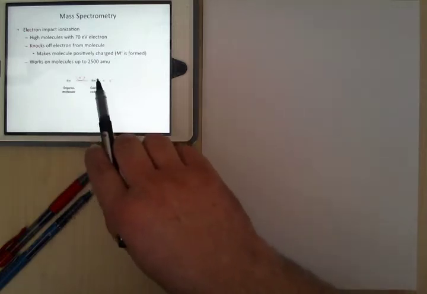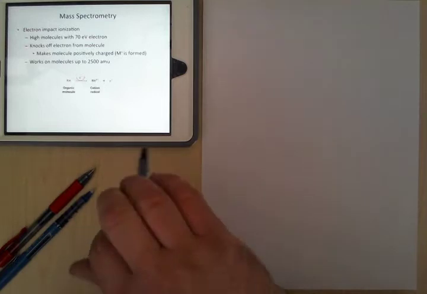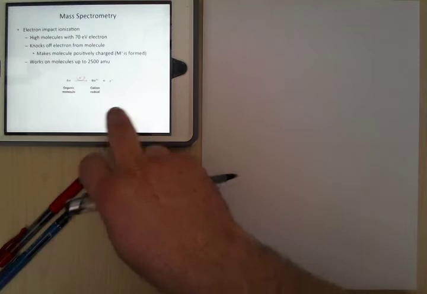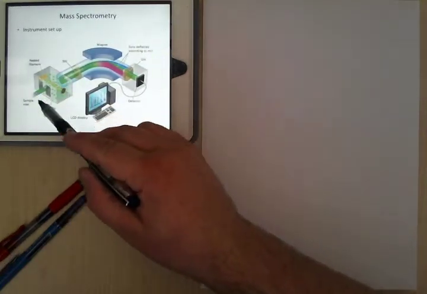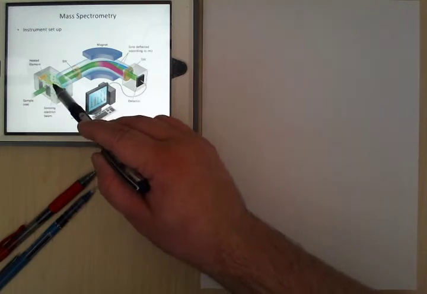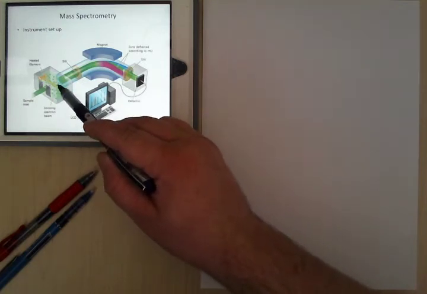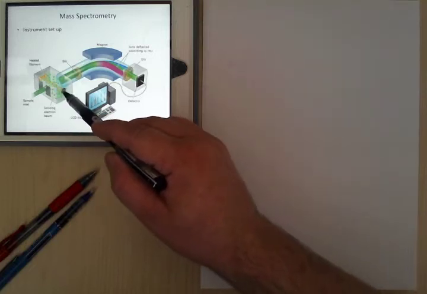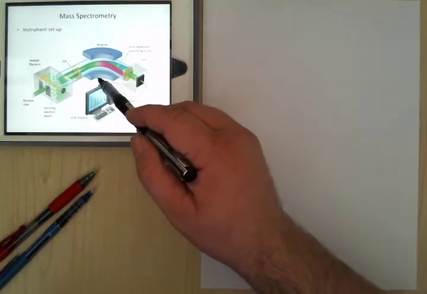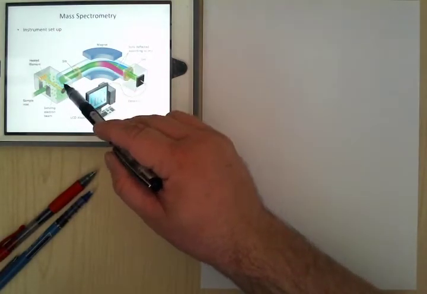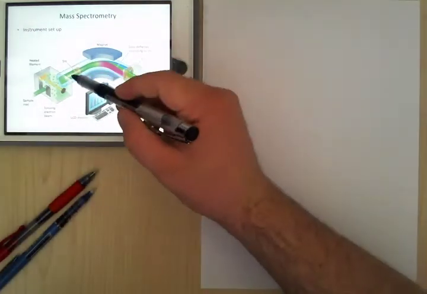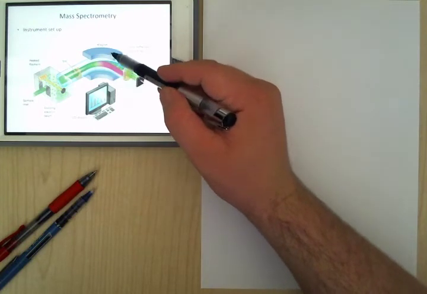So this works out for small molecules. It works pretty well up to about 2500 AMU, but it's a pretty harsh way of giving it a positive charge. So here we go. Right in here, that's where the molecule gets heated, put into the gas phase. It gets bombarded by electrons, and then gets pulled down this tube, which has a negative charge to it. It comes down here, goes through a slit to make sure that it's going the right way, and then it gets bent by this magnet.